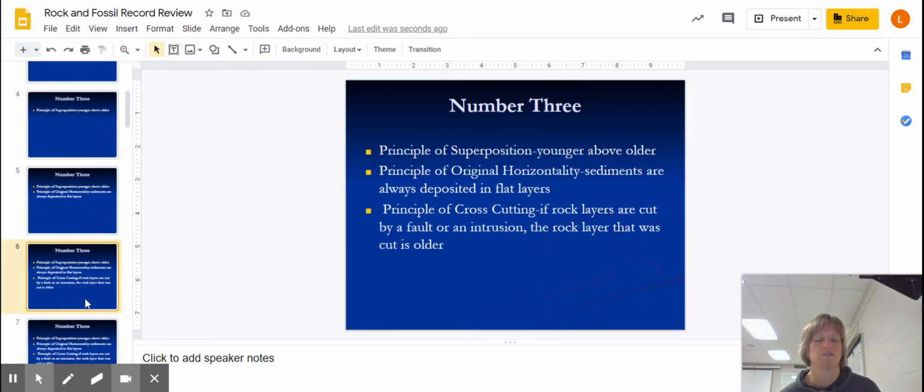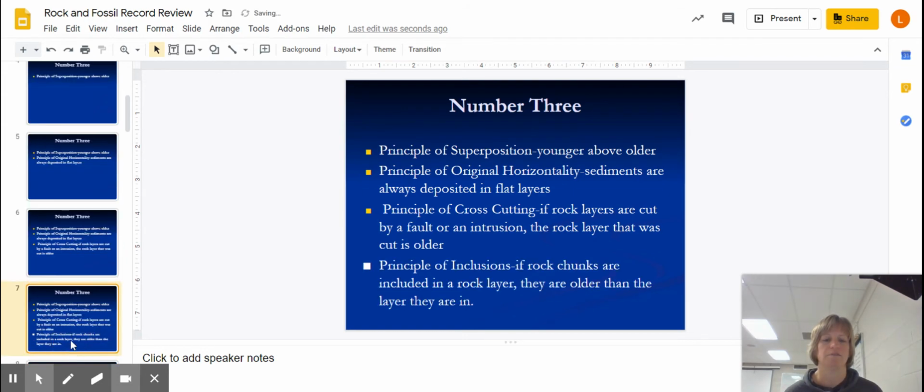Now the next one, the principle of cross-cutting. If layers are cut by a fault or an intrusion, then the rock layer that was cut is older. What I didn't type here is the intrusion or the fault line has to be younger. The idea there is there have to be rock layers in existence first in order for them to get cut.